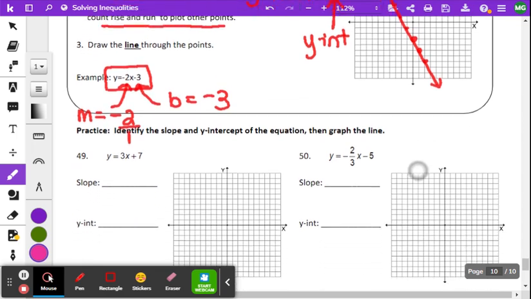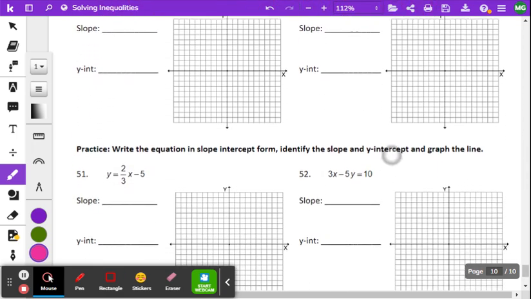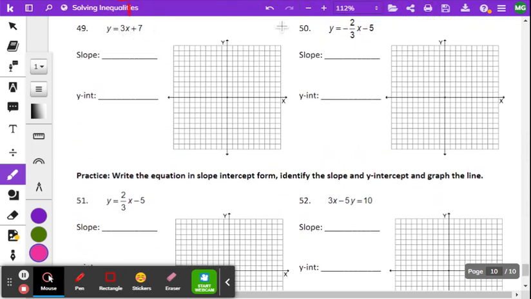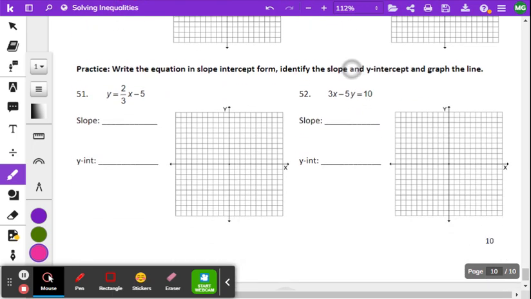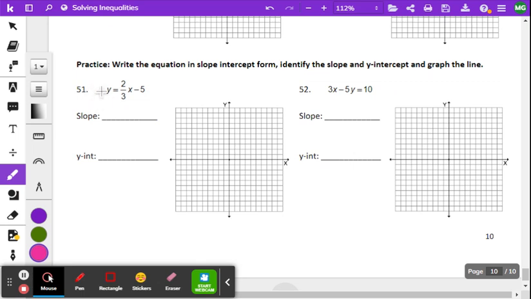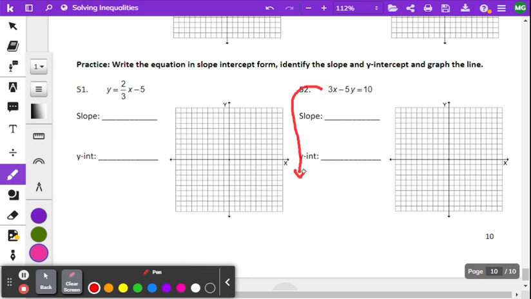So I just want to bring you down here because these two problems are written in slope-intercept form. So is this one right here. This one is not. Number 52 needs some work. So I'm going to bring it right down here. We have 3x minus 5y equals 10. What we have to do is we have to solve for y.